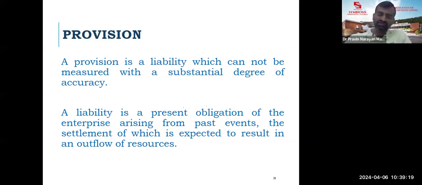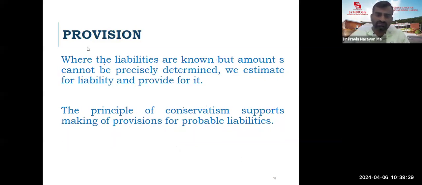We are not actually paying the cash. Hence, provision is a liability. Where the liabilities are unknown and the amount cannot be precisely determined, we estimate the liability and provide for it. Here, the principle of conservatism supports making a provision for probable liabilities. So provision is considered a liability. Depreciation is the provision on that asset. Any doubt up to this?